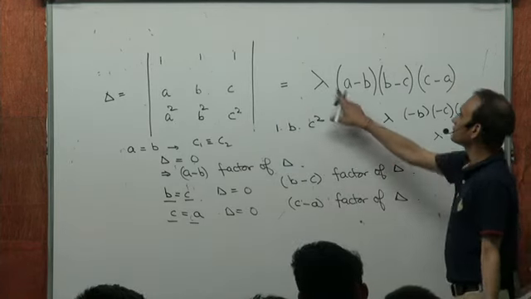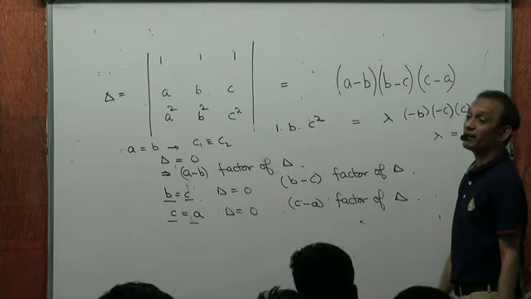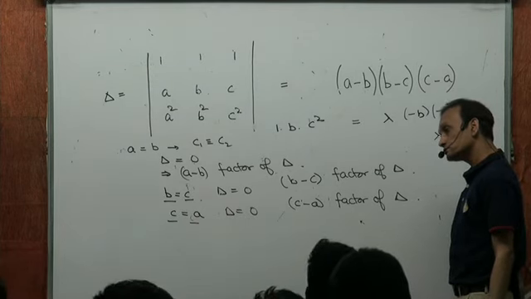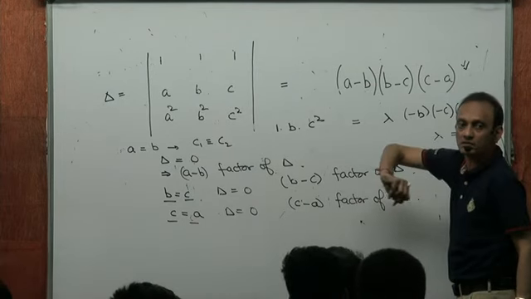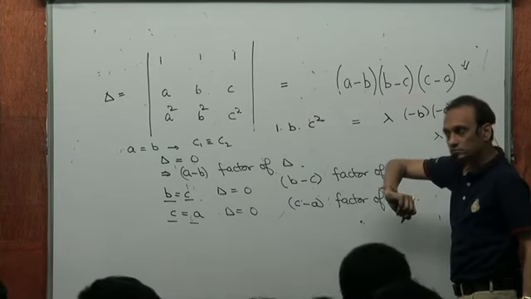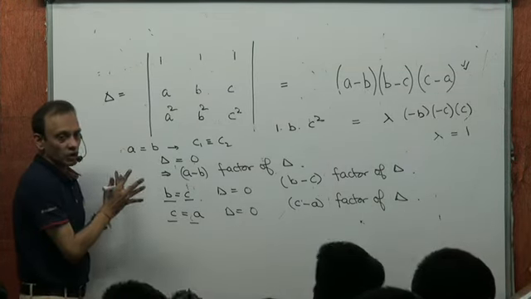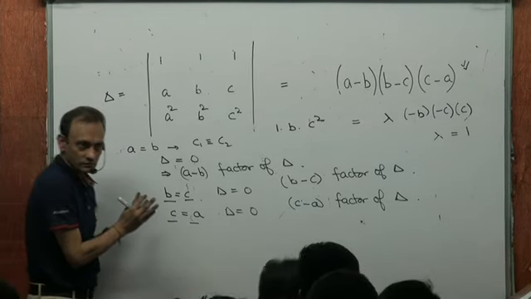Good for us. Plug in lambda equal to 1. That means this determinant is equal to A minus B into B minus C into C minus A. You know what I'm saying? So remember this as a regular result. Remember this as a regular result. If you finish copying, let me give you another common result. Can I wipe this off?